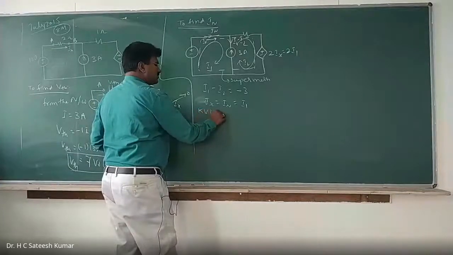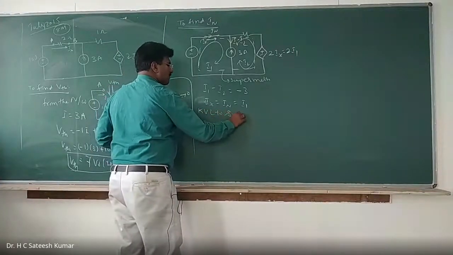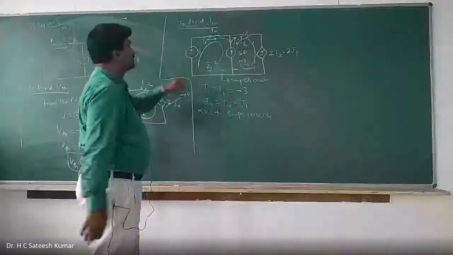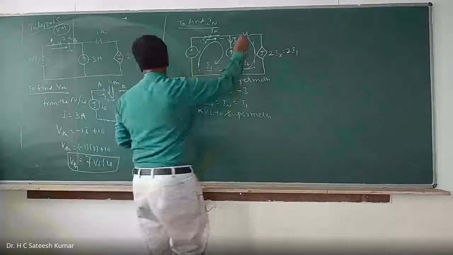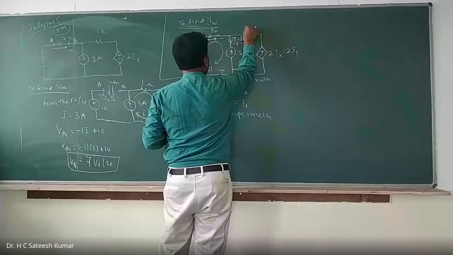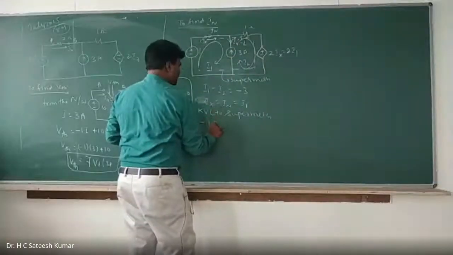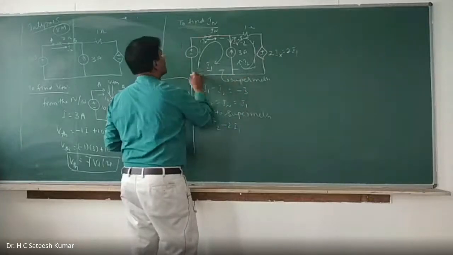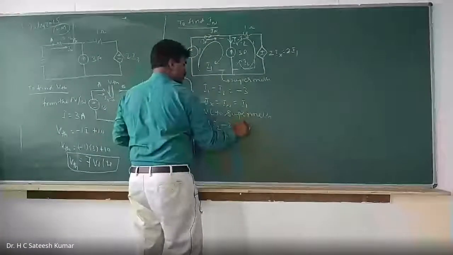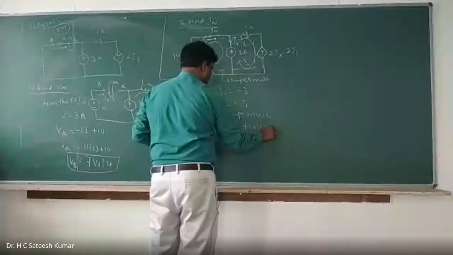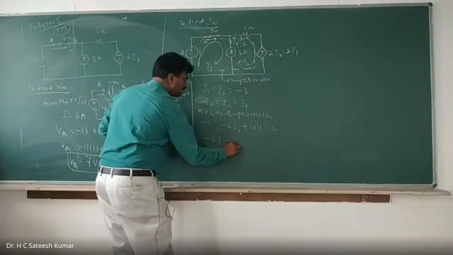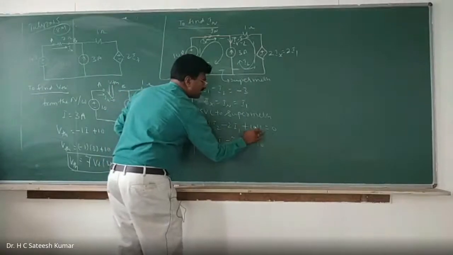KVL to supermesh. Start from this point. What is this value? 1 ohm. Okay, minus 1 into I2, minus 2I1. Next, plus 10 volts. Plus 10 volts is equal to 0. Therefore, minus 2I1 minus I2 is equal to minus 10.